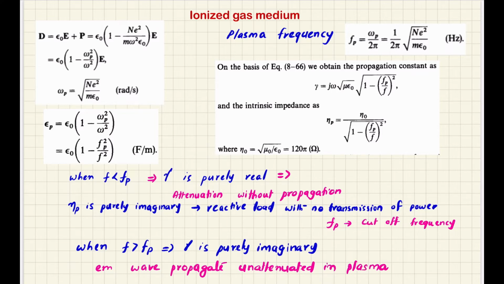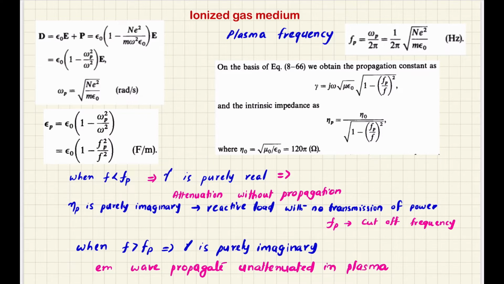Okay, so here there is a particular situation: what happens when f is equal to f_p? Your plasma medium will have a permittivity of 0, because 1 minus 1 will come and it will become 0. So even if the electric field is not 0, the permittivity of the medium can be 0, and it will lead to plasma oscillations.